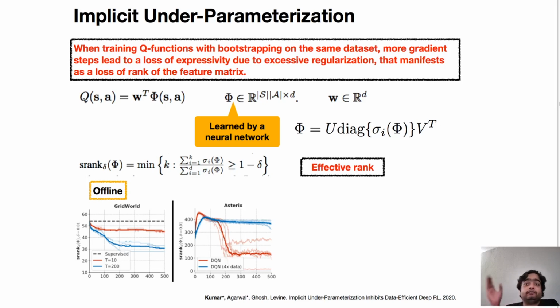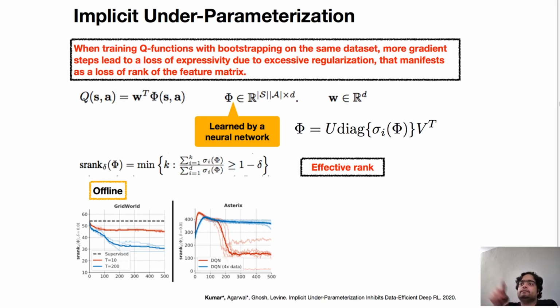It's being trained on the fixed data set. And what I'm trying to measure here, on the y-axis, is the S rank, or the effective rank, of the features phi learned by my Q function matrix. So my Q function is this neural network that produces phi and then a linear weight matrix W that gives me the Q value. I'm trying to measure the rank of phi here.